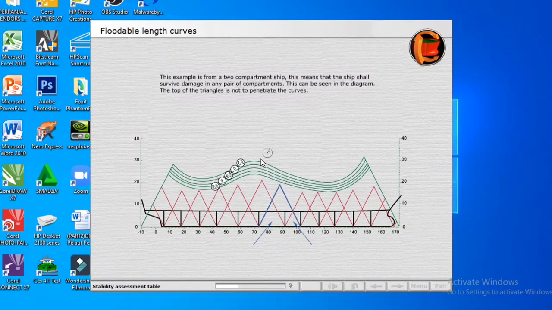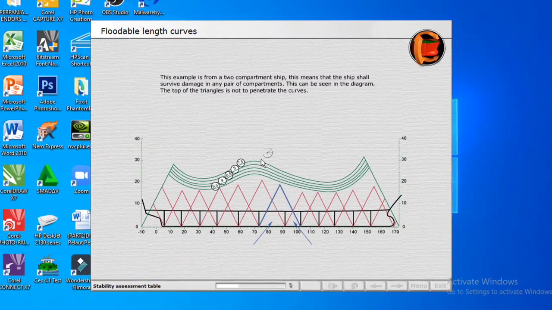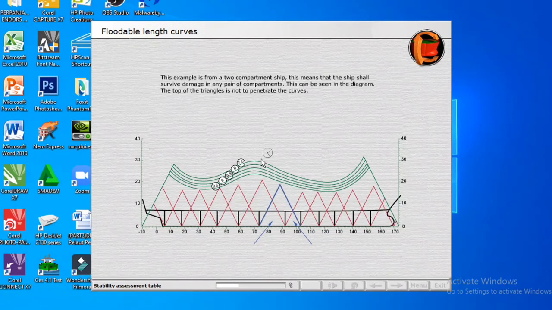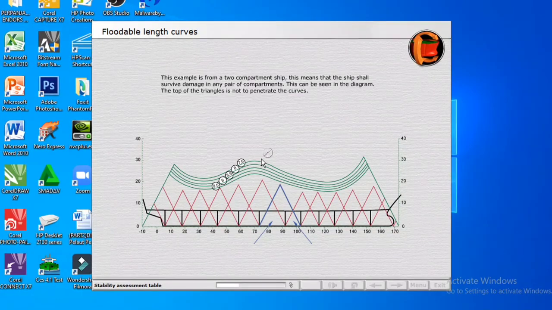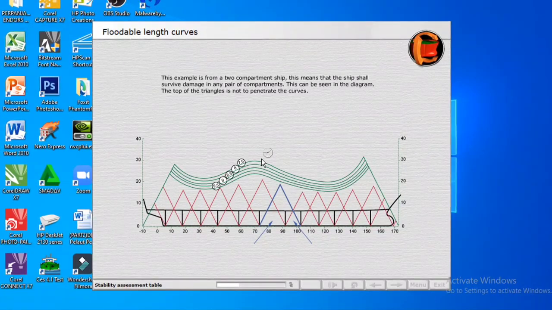This example is from a two-compartment ship. This means that the ship shall survive damage in any pair of compartments. This can be seen in the diagram. The top of the triangles is not to penetrate the curves.